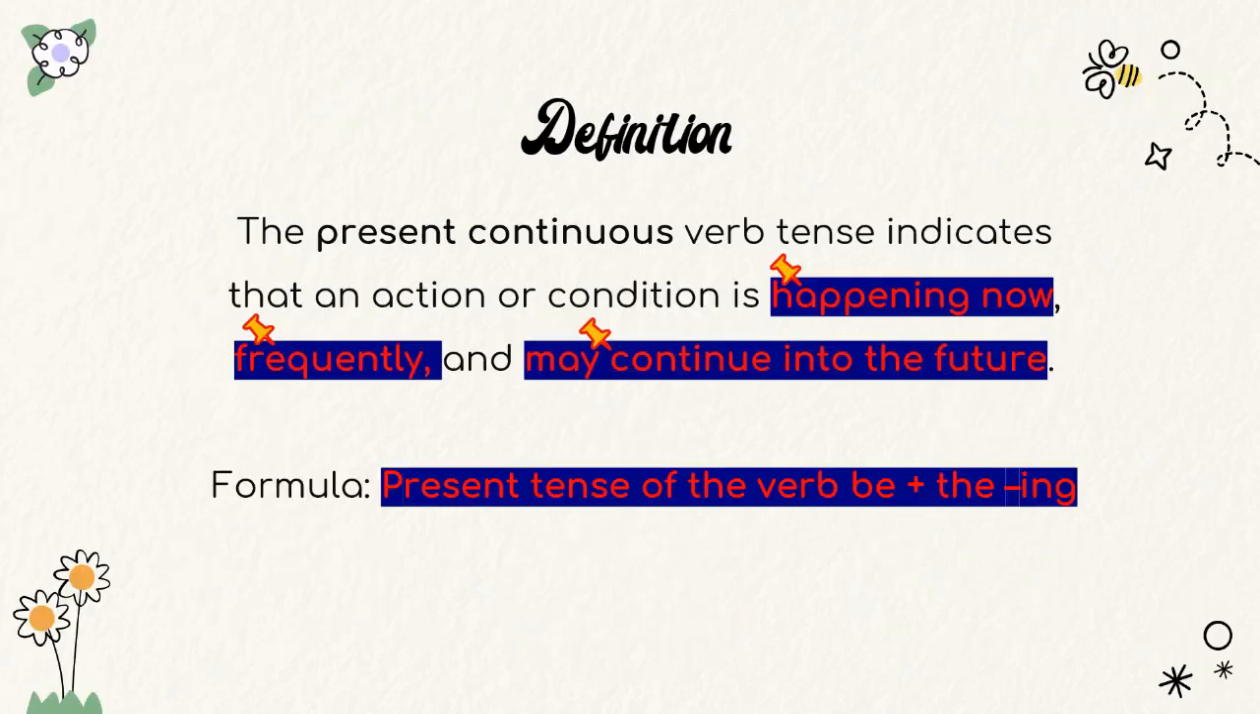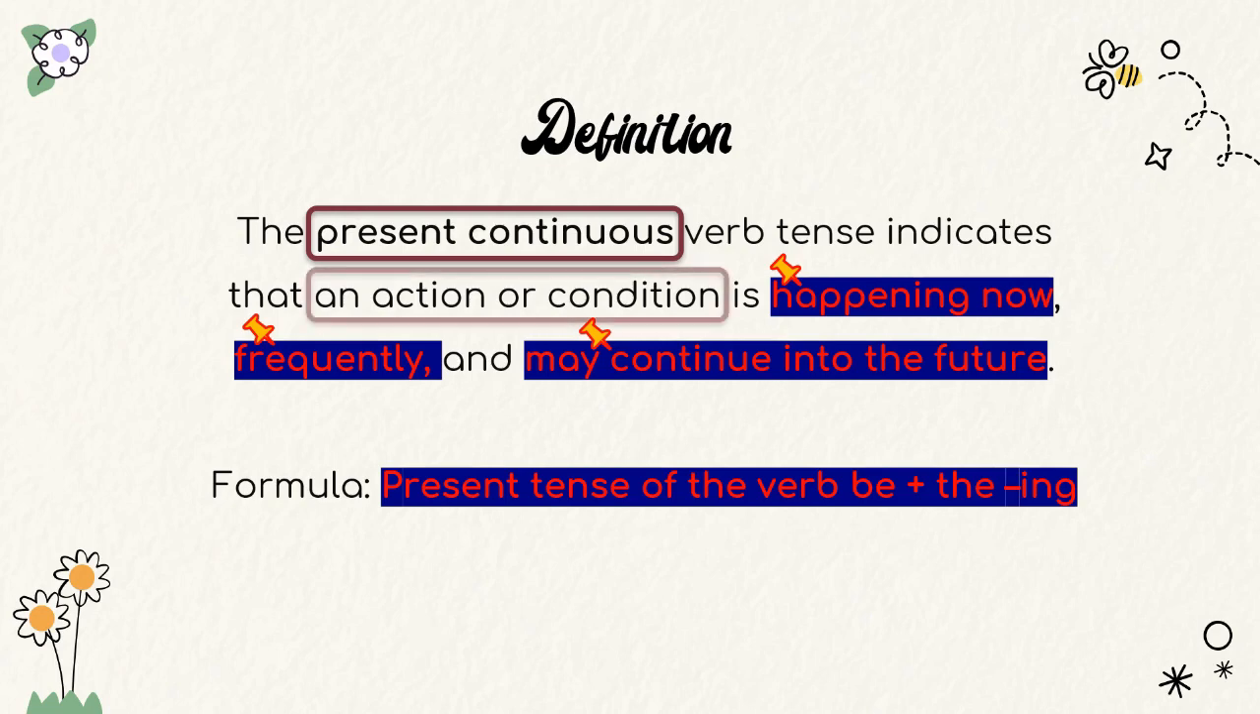Okay, moving on to the first one, the definition. The present continuous verb tense indicates that an action or condition is happening now or happening frequently and may continue into the future. What will be the formula? The formula on how to write present continuous would be the present tense of the verb be plus the verb with ing.